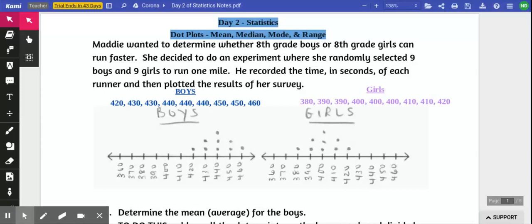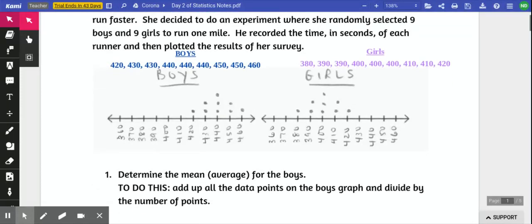I wrote on top of each graph the set of data that we were used to seeing yesterday, but I'm not going to do that for all the other ones. That was just as a way to explain further how to read a dot plot. So we're still going to be finding, like I said, the mean, median, mode, and range, but it just looks a little bit different than yesterday.